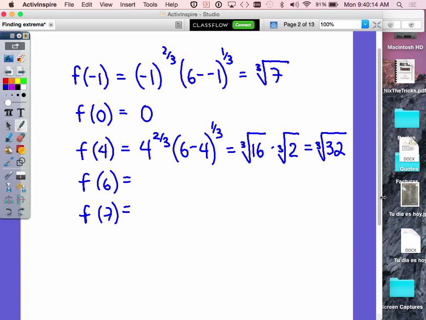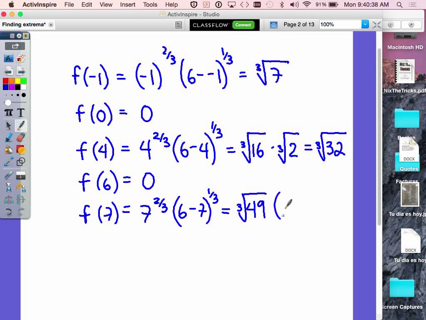F at 6, well, when I put a 6 in here, I'm going to get 6 to the 2/3 times 0, and again, that's 0. And f at 7 is going to give me 7 to the 2/3 times 6 minus 7 to the 1/3. 7 to the 2/3 is the cube root of 49. And 6 minus 7 to the 1/3 is the cube root of -1, which is -1. So these are my candidates. These are all the possibilities for absolute max and absolute min.